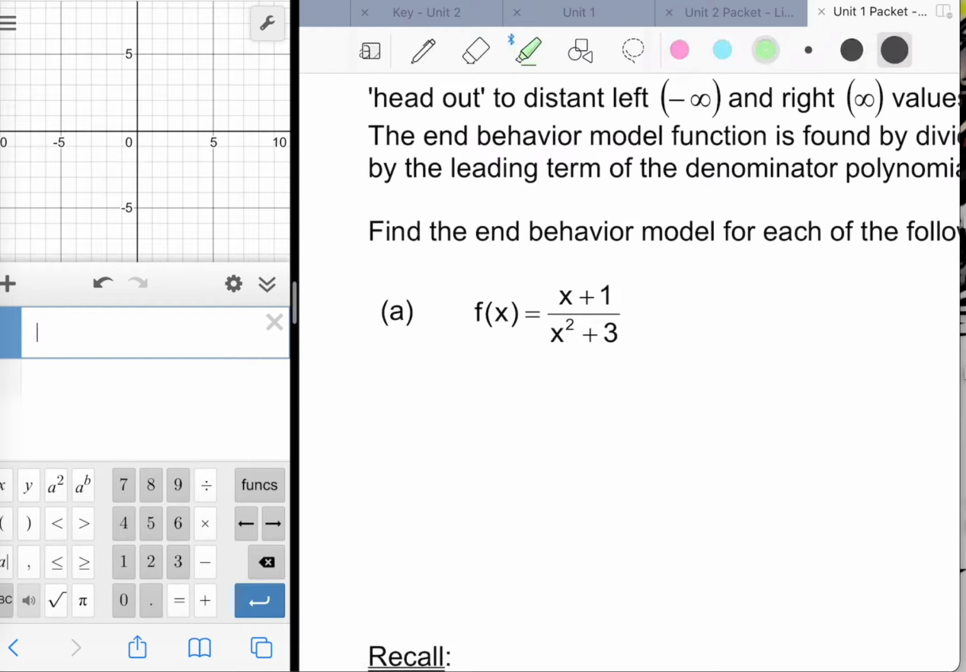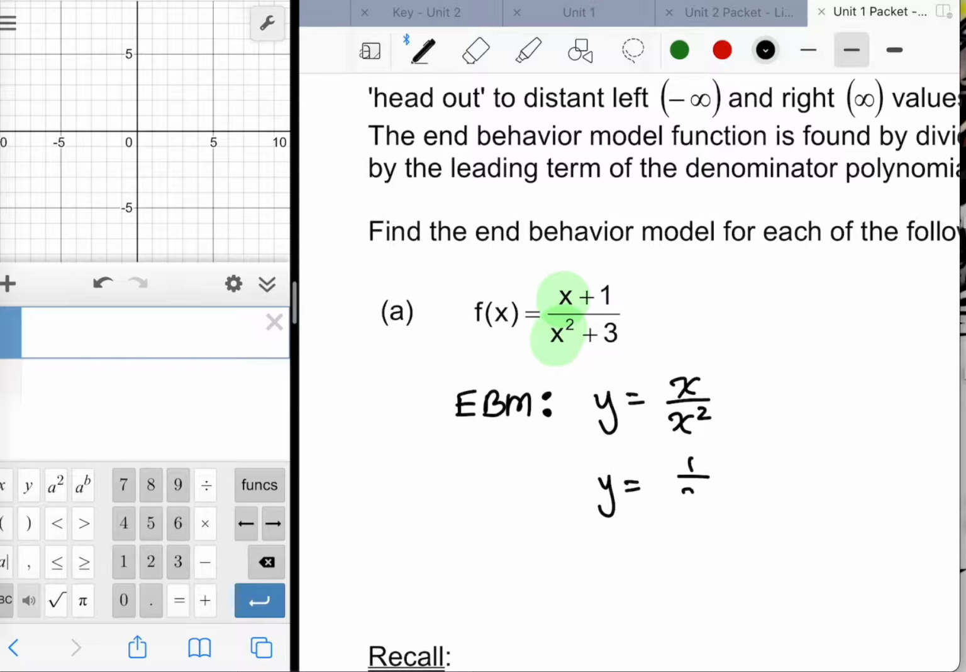Looking at part A here, the end behavior model is very simple. You get it by taking the term with the highest power on the top of the fraction and dividing it by the term with the highest power on the bottom of the fraction. So the EBM here, we would get that by taking x and dividing it by x squared, simplifying it. The end behavior model would be 1 over x.